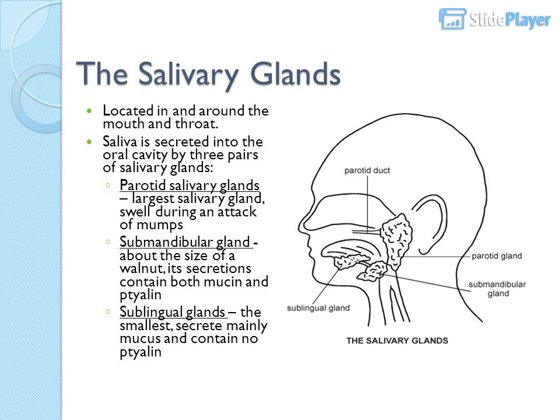Saliva is secreted into the oral cavity by 3 pairs of salivary glands. Parotid salivary glands, the largest salivary glands, swell during an attack of mumps. Submandibular gland, about the size of a walnut, its secretions contain both mucin and amylase. Sublingual glands, the smallest, secrete mainly mucus and contain no amylase.